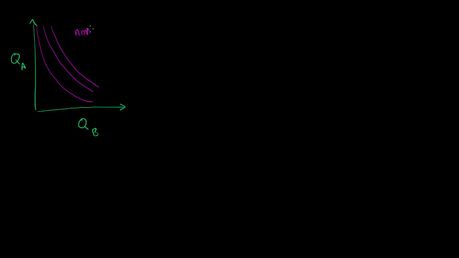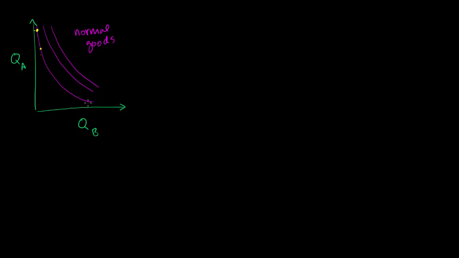Let me write that down. Normal. These are normal goods. And the reason why normal goods indifference curves would look like that, or when I'm trying to figure out the combinations of two normal goods, is because if I have a lot of one good, so this point right over here, I have a lot of good A, and I have very little of good B, I would be willing to trade off a lot of A to get one extra B.